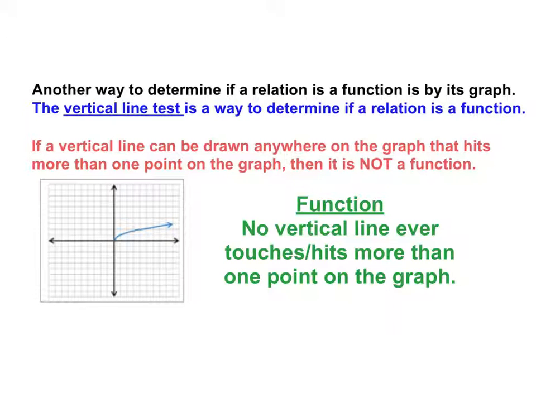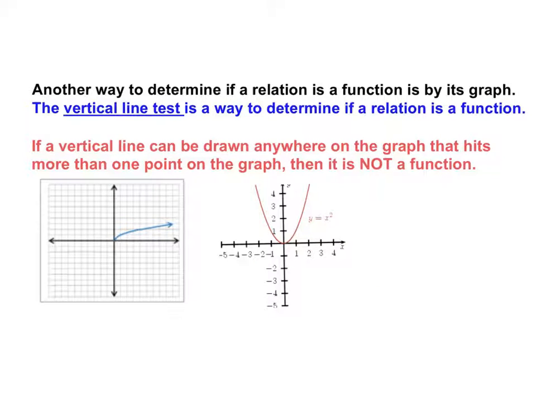Again, you can draw a little sketch. Does anybody still need this explanation up there? Am I going too fast? We're good? Okay. Here's the next one. Again, draw a little sketch of it. What do you think? Is a vertical line ever going to touch more than 1 point?